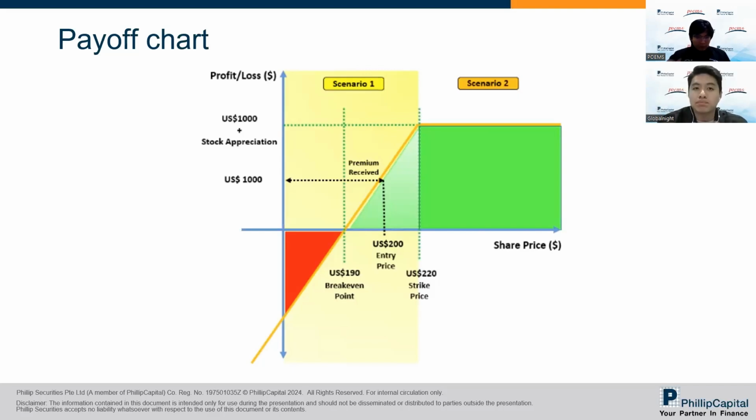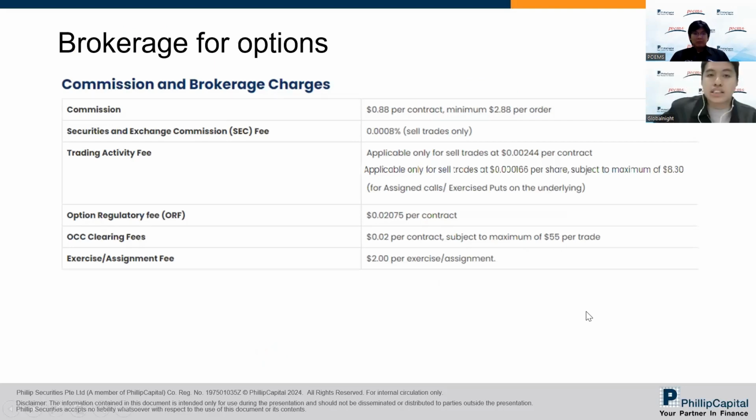So scenario A is by expiration date, if the underlying share trades below the strike price, the option just expires. Okay, so that's all for covered call.